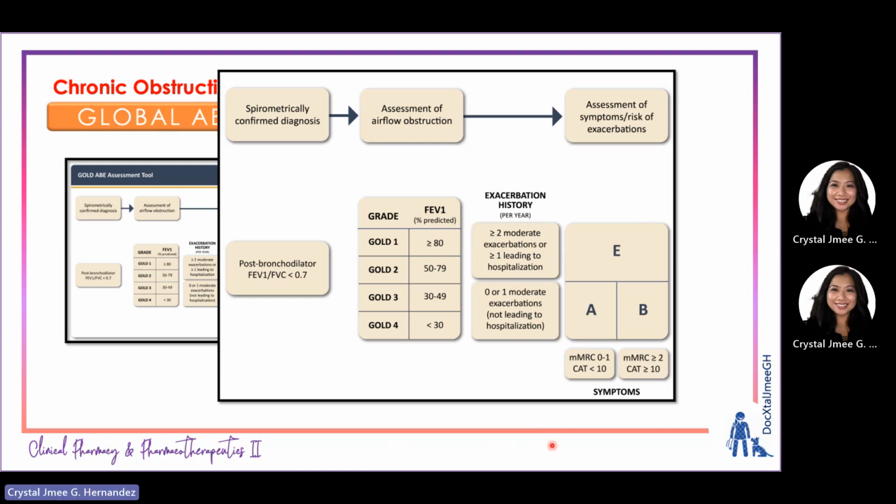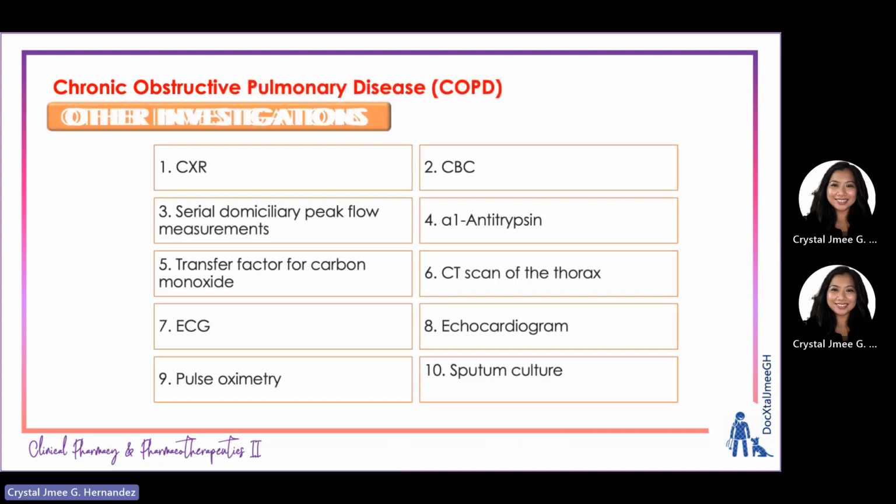So coming from here, what are the other investigations that we can use? We can also use chest X-ray. The main purpose of this one is to exclude other pathologies, the differential diagnosis. For the CBC, it's also to consider if the patient has anemia or polycythemia. This is to assess if there are blood-related factors to the development of COPD. Because remember, if there is anemia, there would be decreased oxygen carrying capacity of the blood, thus might lead to symptoms manifesting as difficulty in breathing.